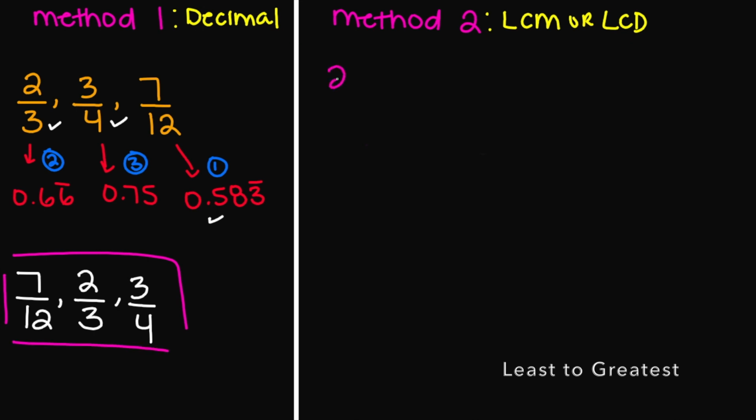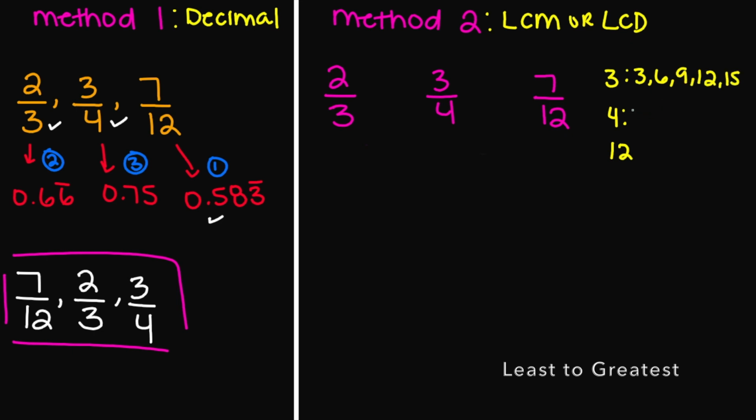All right, so now let's try the second method. We're going to list the multiples of my 3, my 4, and my 12. Multiples of 3 is going to be 3, 6, 9, 12, 15. I'll stop here for now. And then my 4 is going to be 4, 8, 12, 16, 20. I'll stop here for now. And then my 12, you're going to get 12, 24, 36, 48, and I'll stop here for now. The least common multiple or denominator for all 3 multiples here is going to be the number 12.